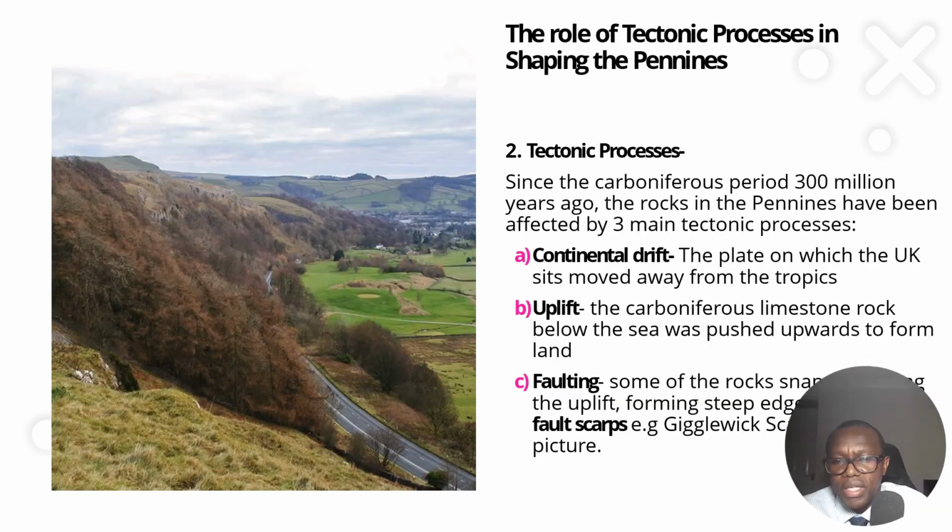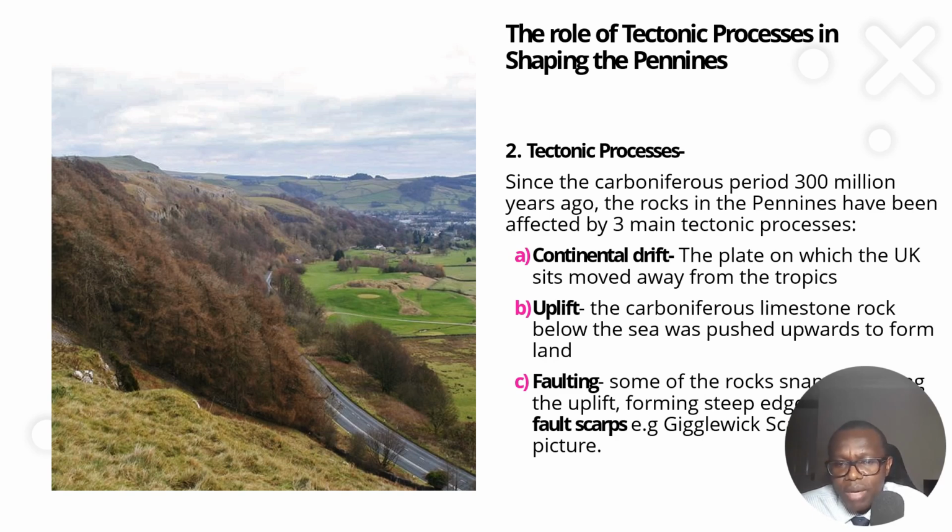So the rocks in the Pennines have been affected by three main tectonic processes. The first one is continental drift. Now we know that the theory of continental drift suggests that continents tend to drift away from each other or towards each other because of convection currents at work beneath them. So the continental drift meant that the plate on which the UK sits moved away from the tropics and ended up in the mid-latitudes where we are, at around 58 to 60 degrees north of the equator.